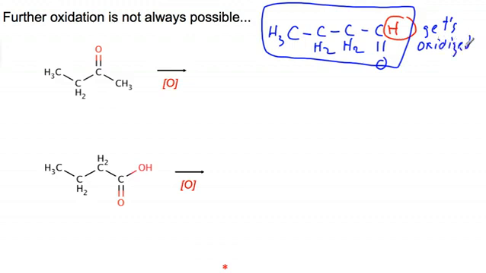The alcohol oxidizes to the aldehyde, and the aldehyde has this hydrogen attached to the carbonyl group, but the ketone doesn't. So the ketone does not get oxidized. So you can have all the oxidizing agent you want, but a ketone will not react. You'll get no further oxidation. And a carboxylic acid is the same. So this is a carboxylic acid. Carboxylic acids are not further oxidized. So the reaction stops with a ketone. Reaction stops with a carboxylic acid.